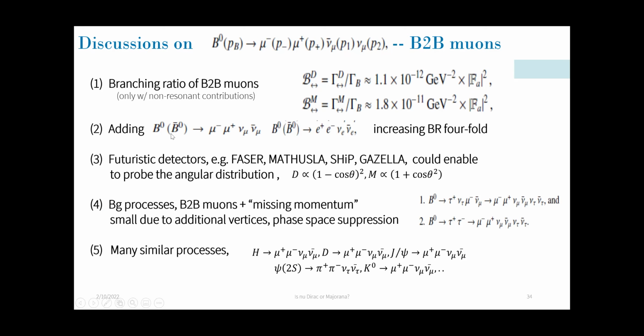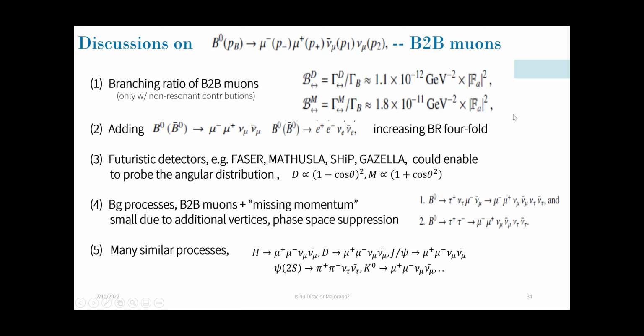But this is not all, because we did only B0. There is also B0 bar, and also not only muons, there are electrons. So you have to multiply by fourfold, which comes to about 10 to the minus 10. Presently, we have, well, the designed Belle II, not the present one, okay? Designed Belle II is actually going to 5 times 10 to the 8.